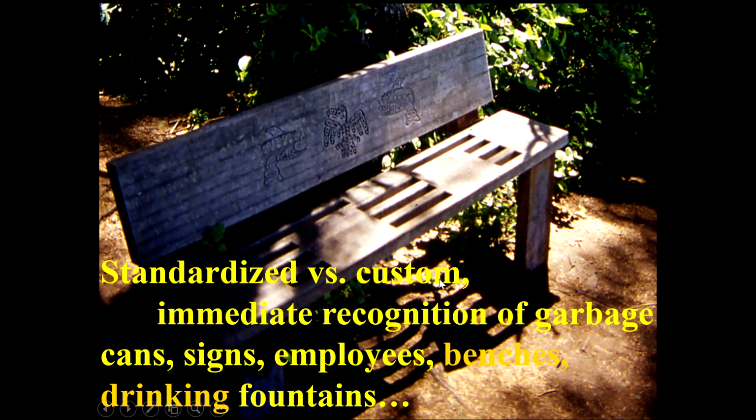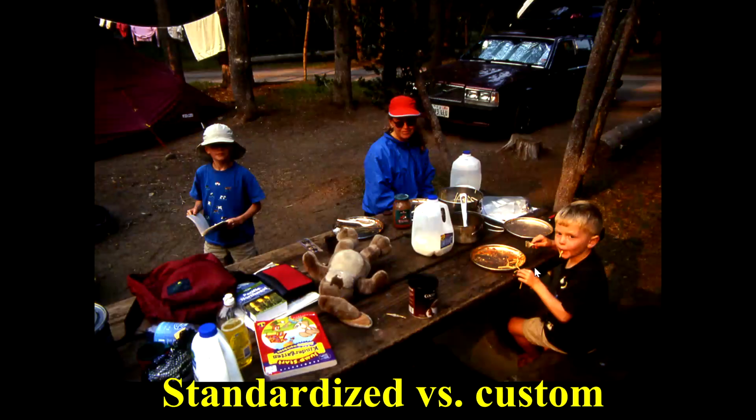Okay, so we do want things to be recognizable. People should be able to easily find the garbage. You might be tempted to hide it, but don't. So garbage cans, signs that are easy to find, employees that are easy to find, drinking fountains that are easy to find. That's how you design a place for people.